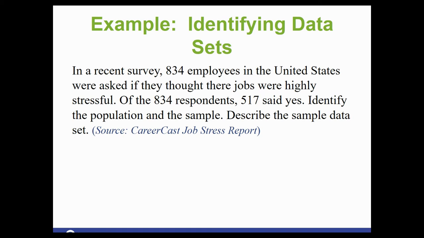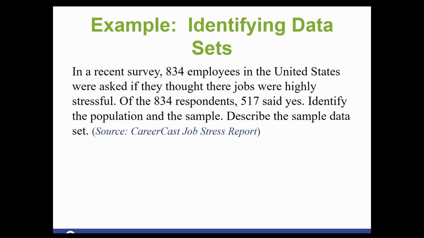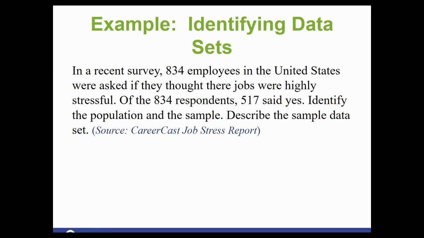So here's an example. It says, in a recent survey, 834 employees in the United States were asked if they thought their jobs were highly stressful. Of the 834 respondents, 517 said yes. Identify the population and the sample, and describe the sample data set. So this one intentionally sometimes tries to throw you off based on the fact that they're giving you 2 different numbers. Most people kind of jump to, well, that must be the population and the sample. But population means all.